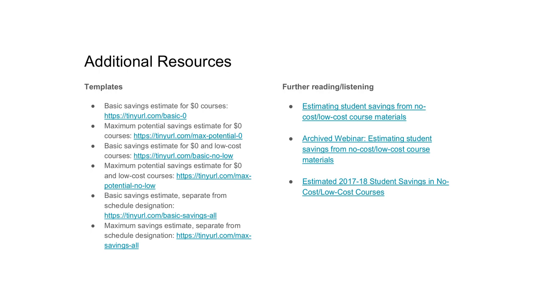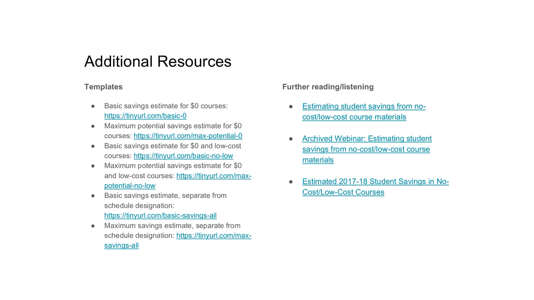I wanted to share some additional resources because we are scratching the surface here. There is a blog post under further reading and listening, the first link there, estimating student savings from no-cost and low-cost course materials. That post has the templates that I've listed on the left-hand side of this slide. So feel free to make a copy and start messing around with those spreadsheets. They have formulas in them. Let me know if something works really well or works really poorly. I would be curious to hear.